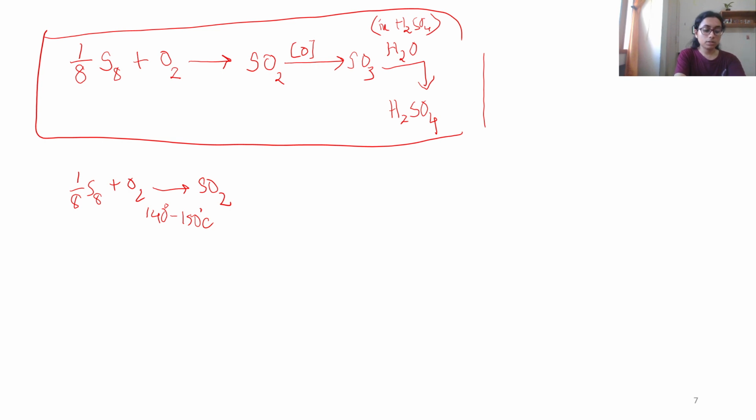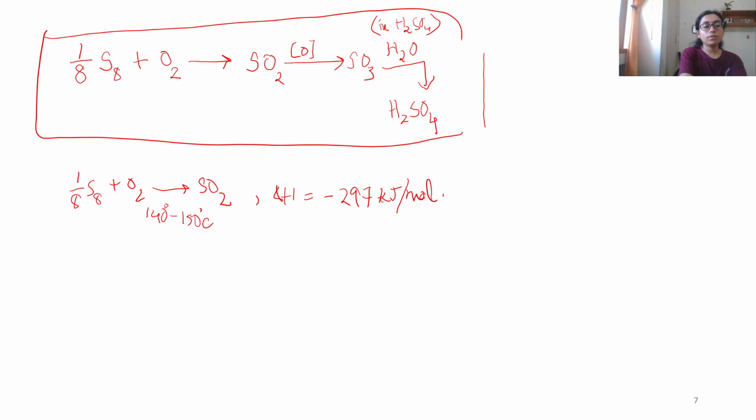Then these are the reaction conditions, and some pressure is also needed. Pressure will be around 2.5 to 3.0 MPa. Pressure will not be that much actually, it is normal atmospheric pressure. Pressure is not that much needed, but temperature is needed. Then it is a highly exothermic reaction actually, where delta H will be -297 kilojoule per mole. So a highly heat-emitting reaction.